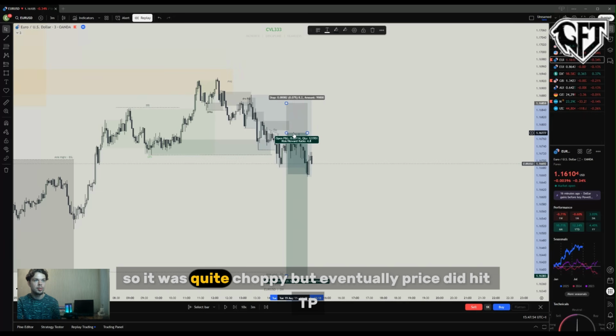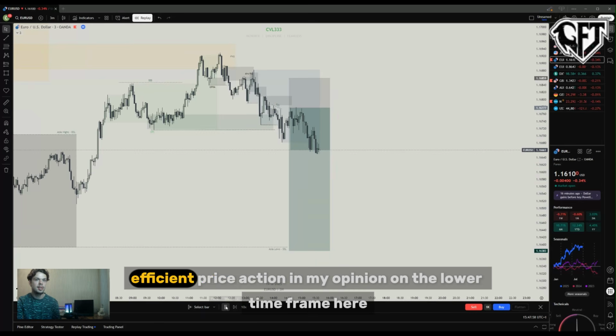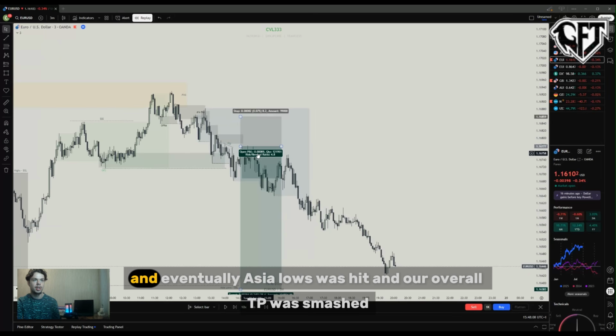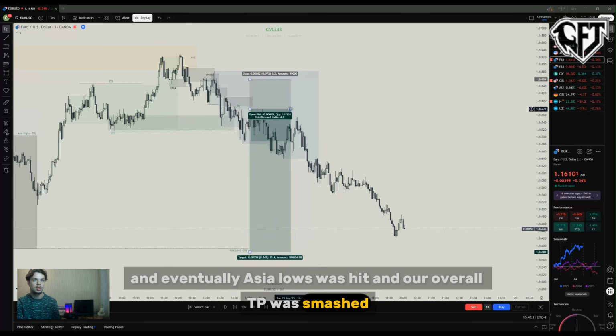So it was quite choppy, but eventually price did hit TP. It is quite nice, efficient price action in my opinion on the lower time frame here. It presented many scaling opportunities in my opinion, and overall it was a lovely trade idea. And eventually Asia lows was hit, and our overall TP was smashed.